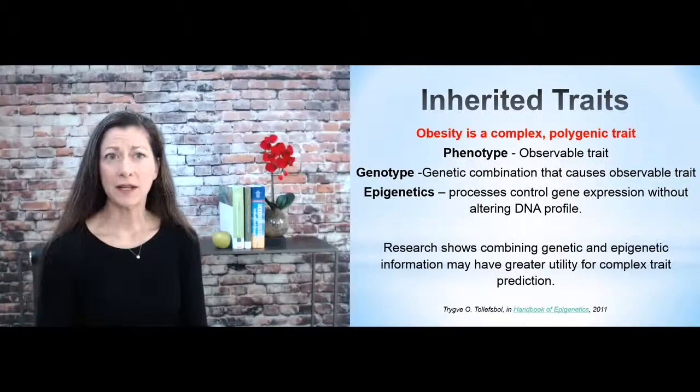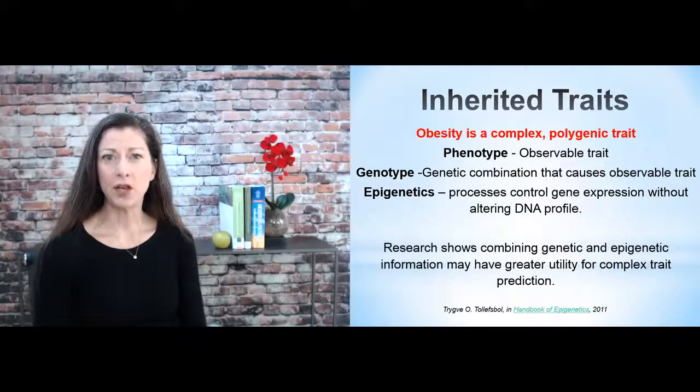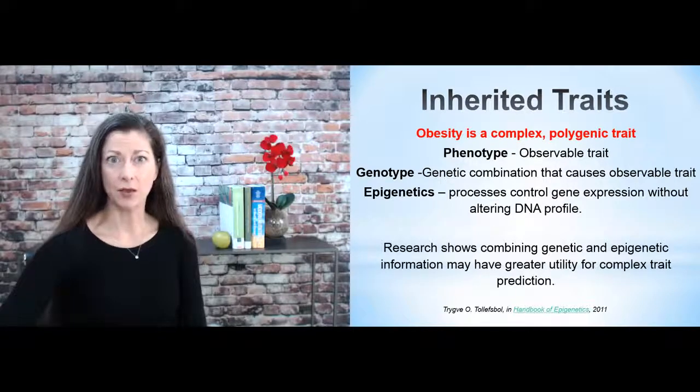Obesity is a complex trait that is influenced by many different genes. Remember that the phenotype is the observable trait. That is what you see, such as brown eyes or blonde hair. The genotype is the genetic combination. This is the actual genes that cause the observable trait to present. Epigenetics is a study of the processes that control gene expression without altering the DNA profile. Research is currently showing that a combination of genetic and epigenetic information may have a greater utility for complex trait prediction. And remember, obesity is a complex trait.